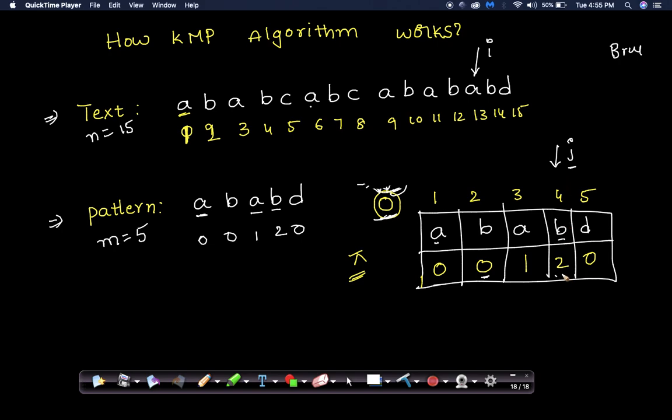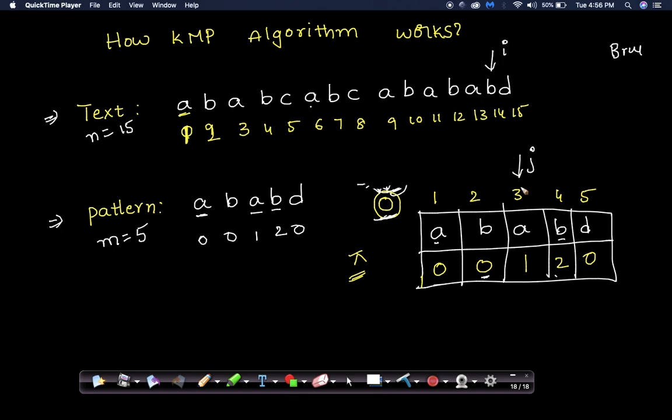According to this, we have to move my j pointer from the 4th index to the 2nd index. Right now my j is pointing to the 2nd index value. Then the value present at the j plus 1th index is a, and I am going to compare it with the ith value, that is a, yes, it's a match. And we have to increment both values, so j is pointing here and i is pointing to the 14th index.